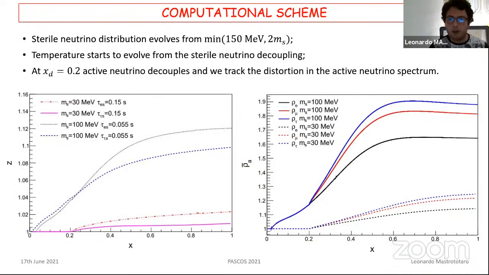So we have started our code from the QCD phase transition temperature, which is 150 MeV, and from that we have started to evolve the sterile neutrino distribution. We have traced their evolution and found their decoupling condition. From the decoupling, we started to evolve also the temperature, and at 5 MeV, we started to track also the spectral distortion for the active neutrinos. And here it's possible to see some examples of results from our code for Z, so for the temperature, and for the comoving energy density of the active neutrinos.